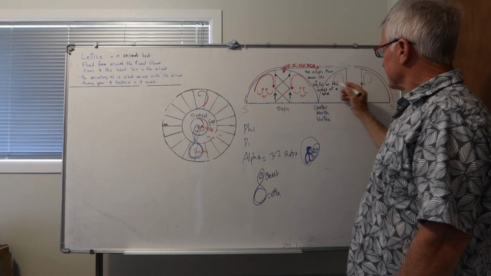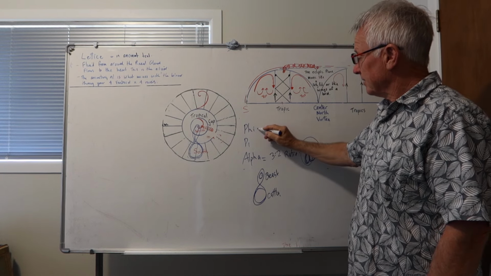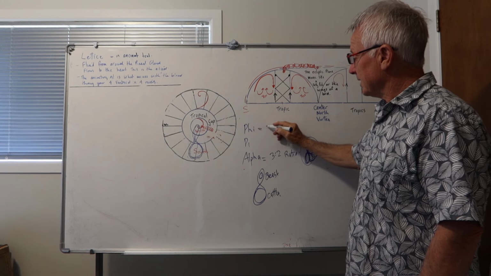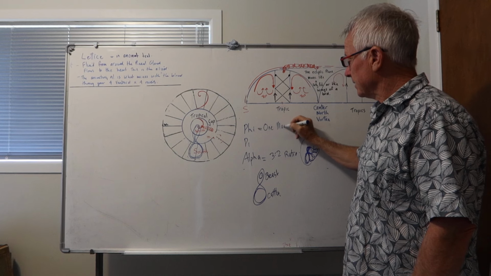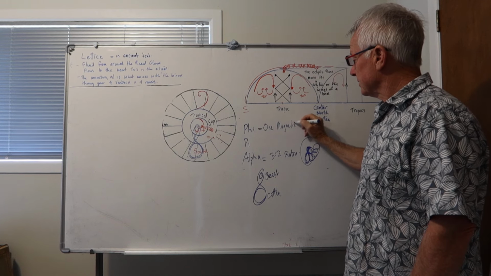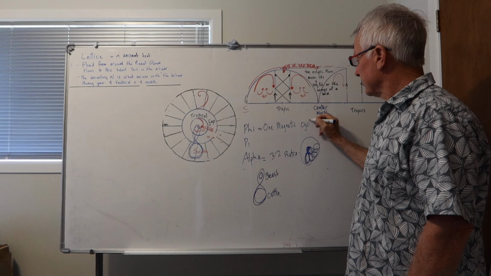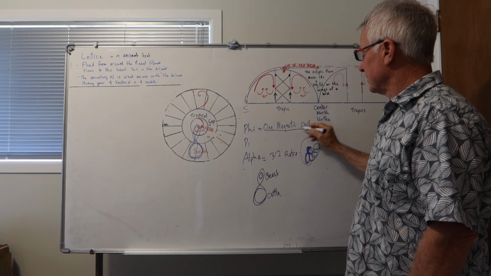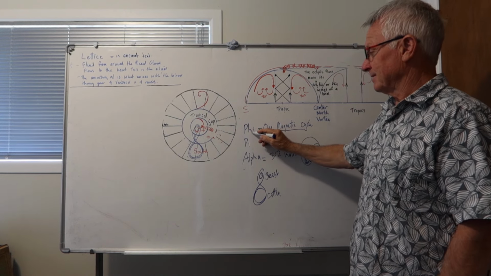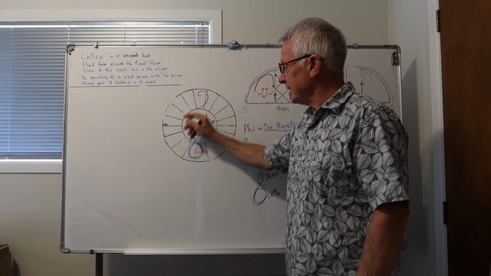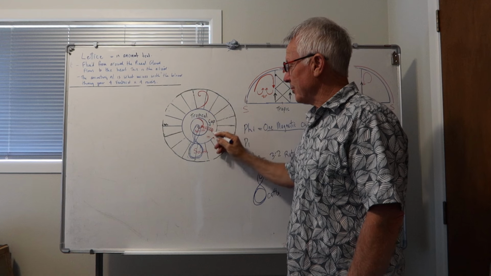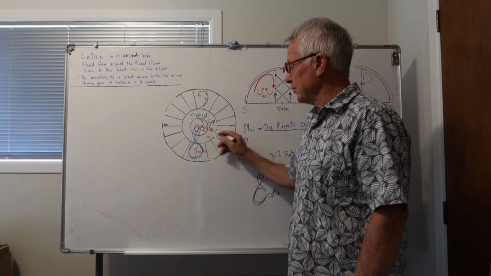Okay? So, phi equals 1 magnetic cycle. One cycle in infinity. One cycle. But these cycles are infinite around here. Forever flowing back into the north.